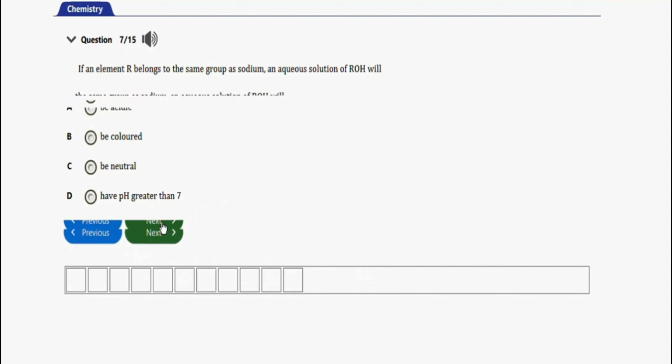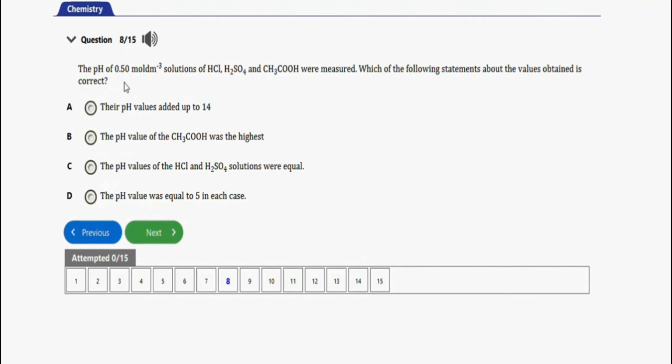The next question will be this one. It says the pH values of these solutions were measured. Which of the following statements about the values obtained is correct? Their pH values added up to 14. No. The pH value of ethanoic acid was the highest. Okay. The pH values of hydrochloric acid and tetraoxosulfuric acid solution are equal. No, it can't be equal. The pH value was equal to 5 in each case. This won't be correct.